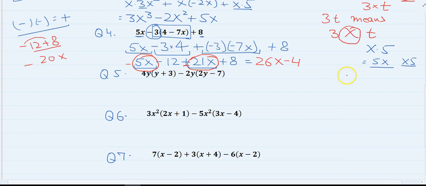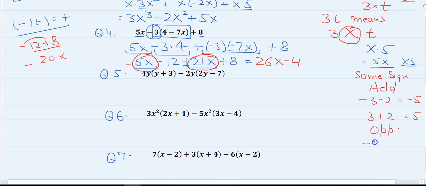Whenever you have same sign, always remember this thing. When you have same sign, you add. Minus 3 minus 2, now you have to add it. So it will be 5. 3 plus 2 will be 5. Because both are positive, it will remain positive. When both are negative, it will remain negative. When we have opposite signs, minus 7 plus 2, you subtract it.